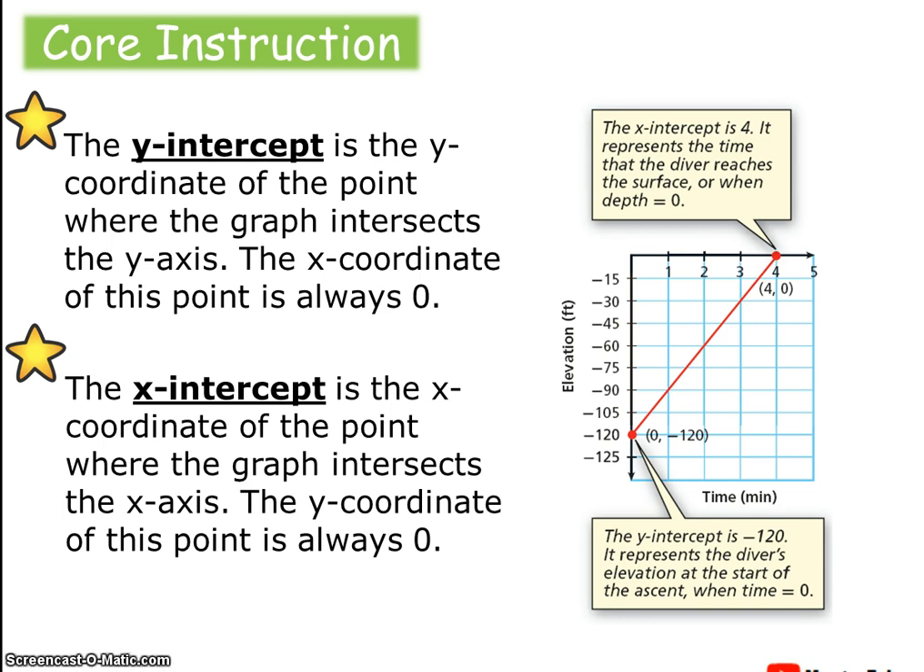Conversely, the x-intercept is the x-coordinate of the point where the graph intersects the x-axis, the horizontal axis. All these points have a y-coordinate of 0.